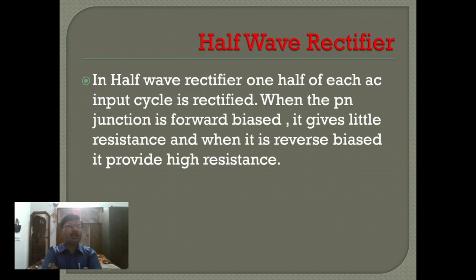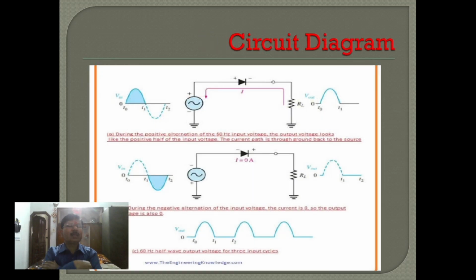Half-wave rectifier. In a half-wave rectifier, one half of each AC input cycle is rectified. When the PN junction is forward biased, it gives little resistance, and when it is reverse biased, it provides high resistance. This is the circuit diagram of a half-wave rectifier.